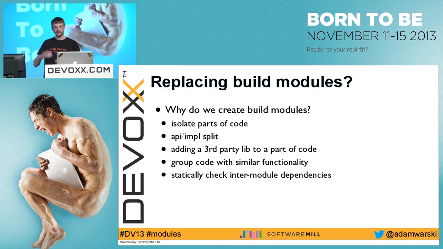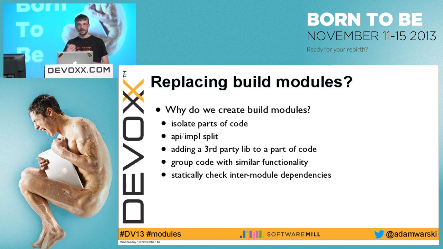So build modules are very useful when you want to create a jar, but at least in my experience, they are often used in other cases as well. For example, we want to isolate a part of code, right? So we want to specify that this part of code is separate from our project. So we create a build module. And very often the name of the build module is the same as the name of the package.